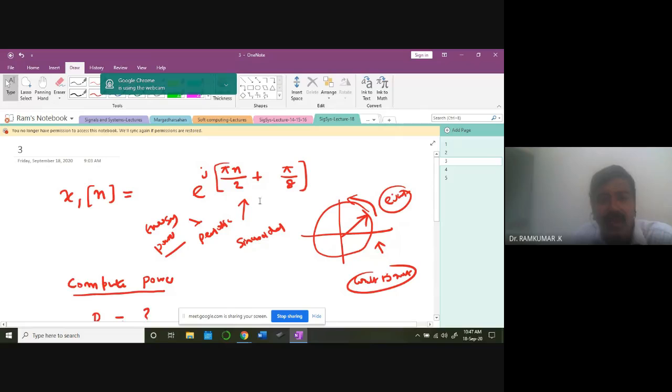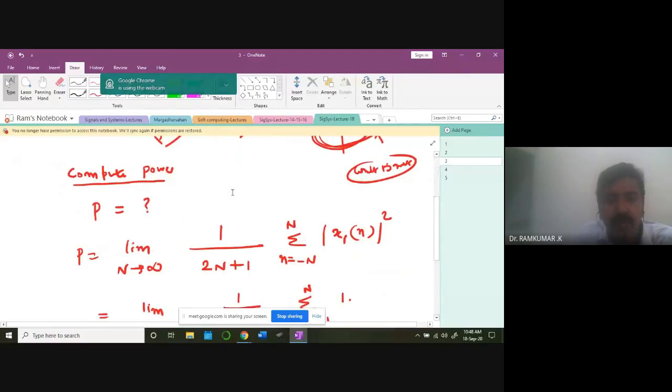e power j pi n by 2 plus pi by 8. This pi by 8 is nothing but some initial phase, the starting point. From the initial phase it is starting, but it's going to rotate only 2 pi. 2 pi is the periodicity for this. Always remember that. One full 2 pi is going to come back here and again it's going to come. So the fundamental period is 2 pi, for the signal pi n by 2 that is given.